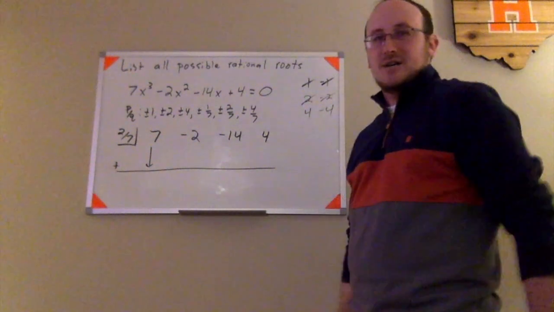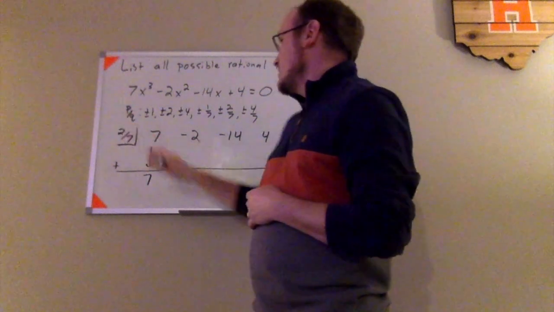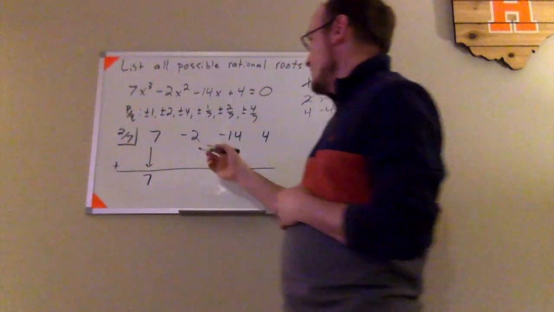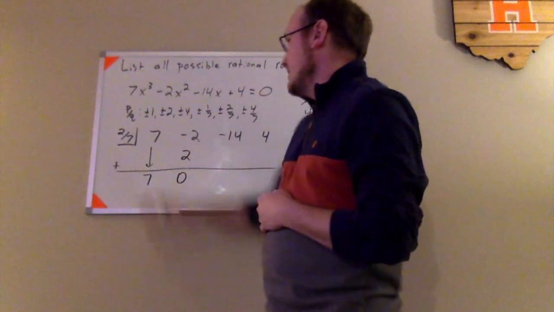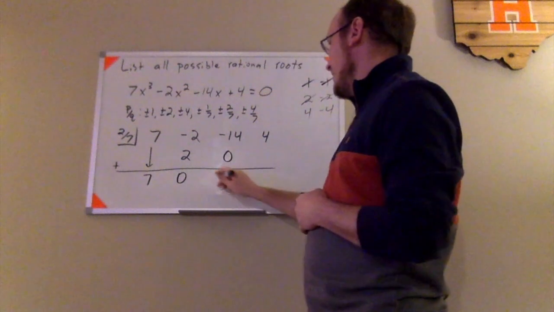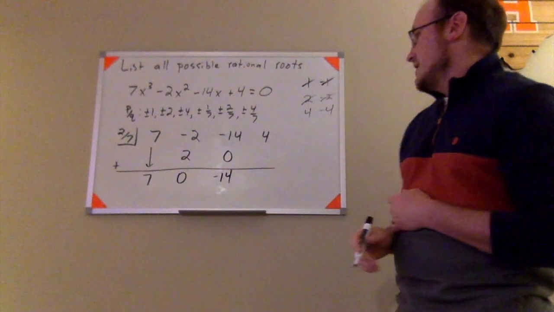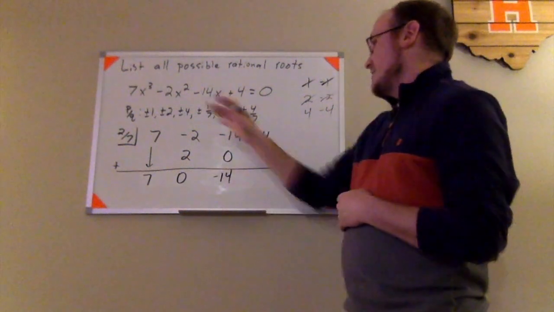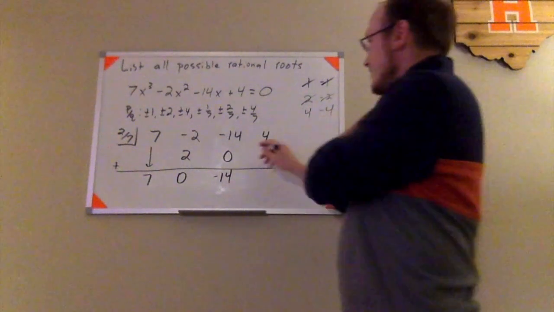This will test your knowledge of fractions a little bit. Let's drop the 7 down. 2/7 times 7 is just 2. Add the column there, I get 0. 2/7 times 0 is actually 0. Add the column right there, I get -14. 2/7 times 14 there, let's see, that'd be -28/7 for that.